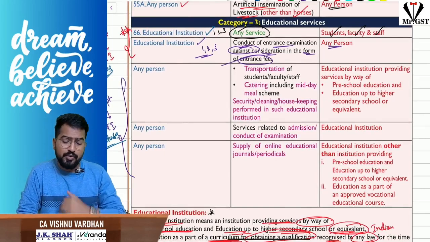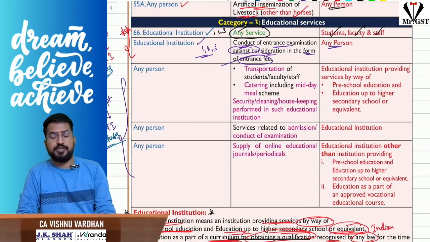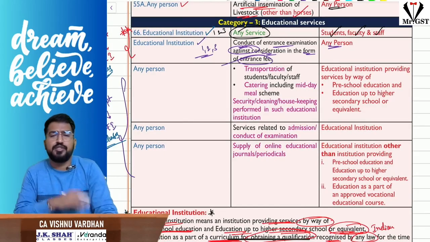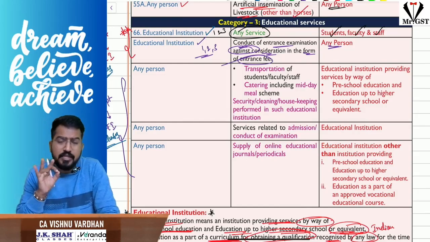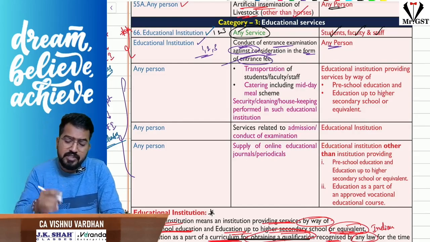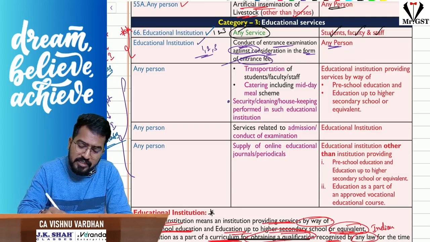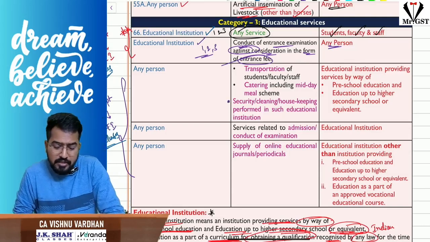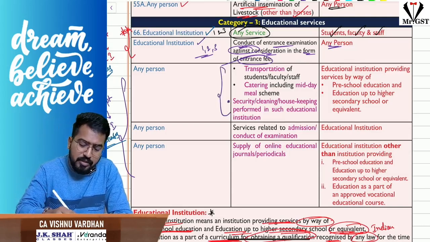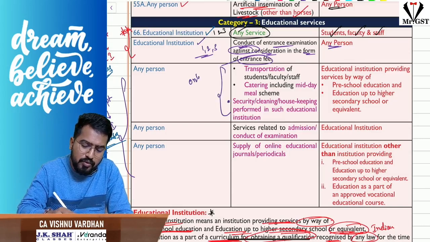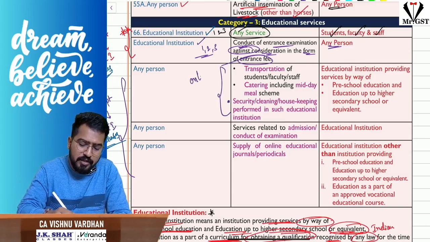Now we are coming to purchases made by educational institutions. Here, if you understand carefully, there are 3 points. In these 3 points, if you see the first point, there are 3 points again. Here, these 3 are exempt only if they are provided to educational institution 1.